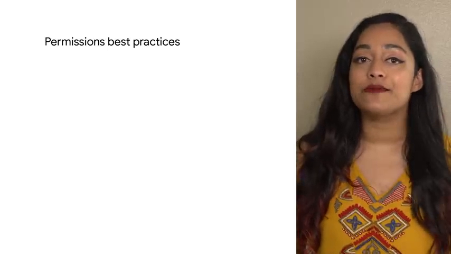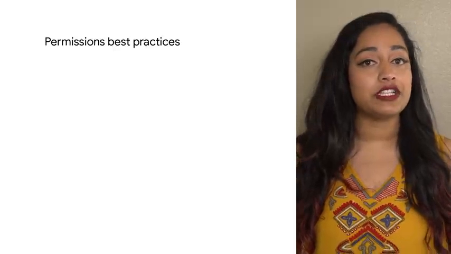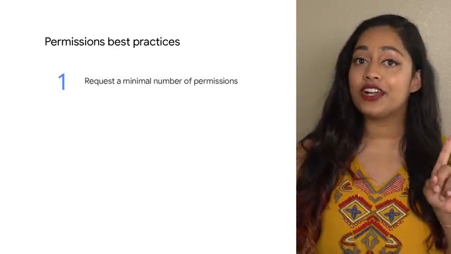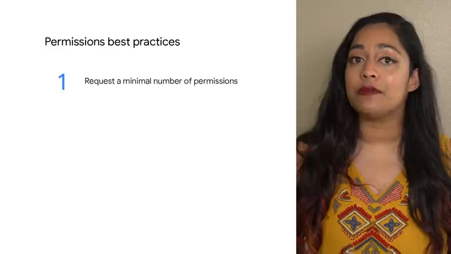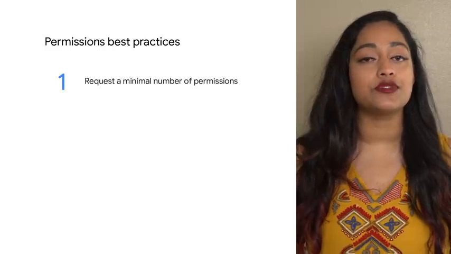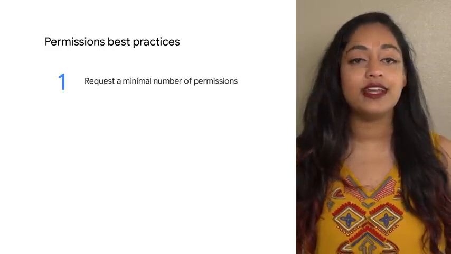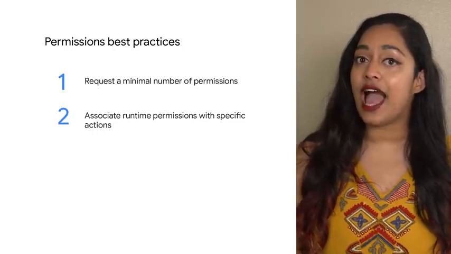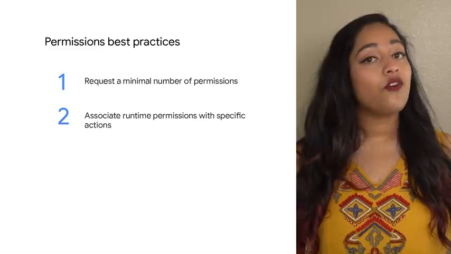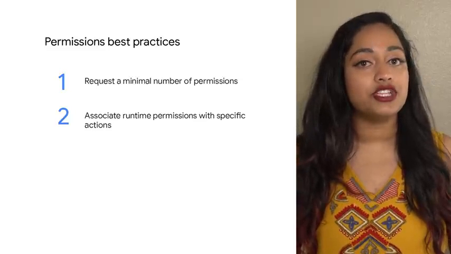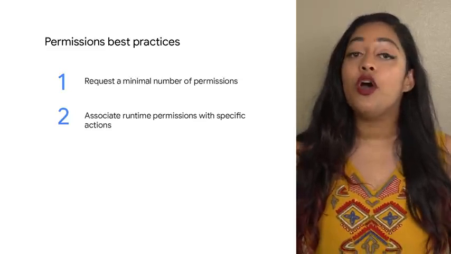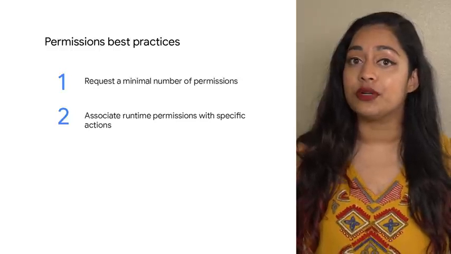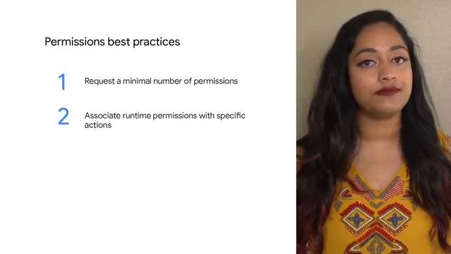Here are 4 best practices to follow in order to use permissions effectively. First, your app should request only the permissions that it needs to complete the task the user is currently performing. Second, only ask for permissions when they are necessary for the actions the user is performing. For example, if your app uses location to show nearby pizza parlors, wait till the user interacts with that feature before asking for location permission.